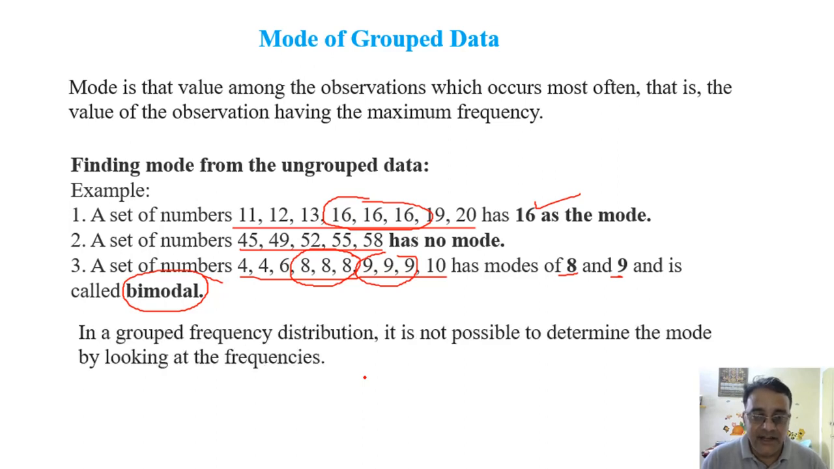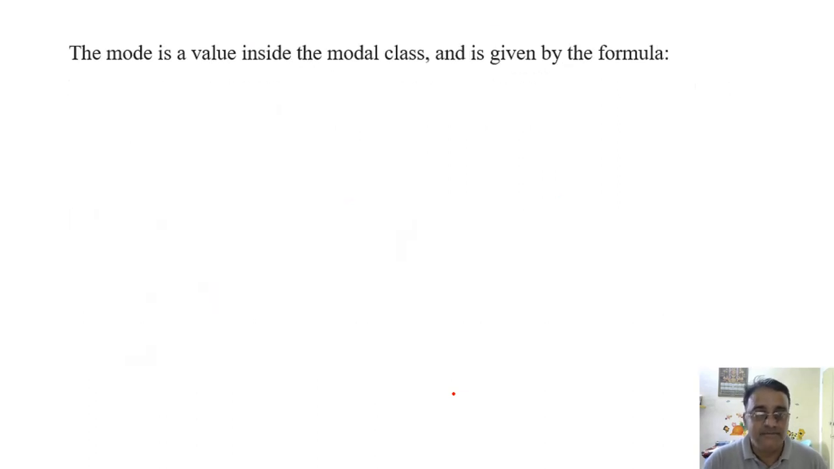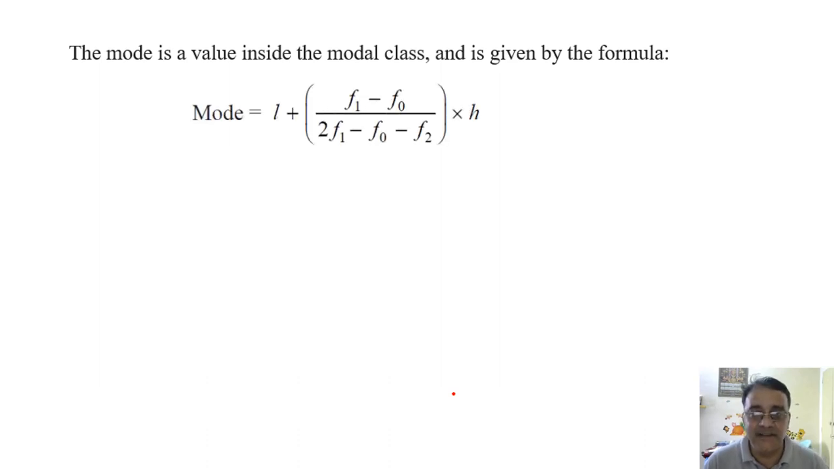Right? So in a grouped frequency distribution, it is not possible to determine the mode by looking at the frequencies. जबकि ungrouped में you can see the frequency and you can find out the mode. So इसके लिए एक अलग formula है. That formula we are going to learn. Okay, the mode is a value inside the model class and is given by this formula. L plus F1 minus F0 upon 2 F1 minus F0 minus F2 into H.